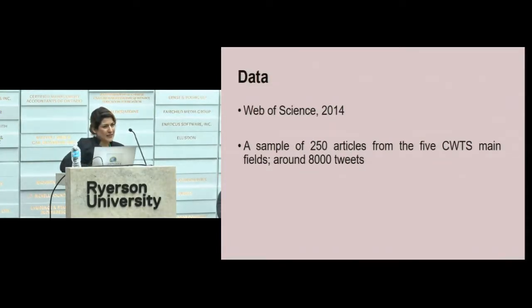We collected all of the 2014 Web of Science articles, more than 1,400,000 articles, and mapped them through 5 main fields, the CWTS 5 broad fields. Again, we split them into 4,000 microclusters, which are narrow fields defined by CWTS, and we picked 5 microclusters that have the highest Twitter intensity. By Twitter intensity, I mean the highest average number of tweets per paper.